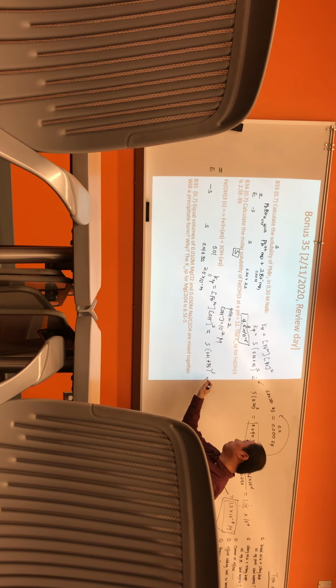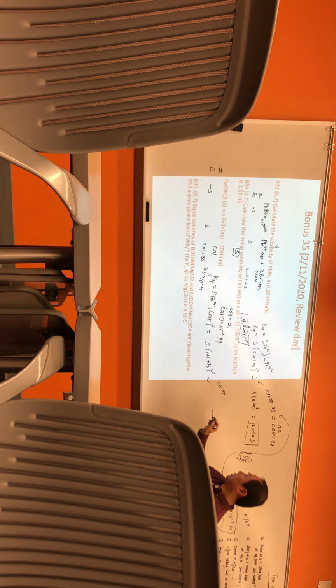Can we assume 3S is negligible compared to 0.01? We always assume that. So that will be S times 0.001 cubed, which means 10 to the minus 6. This is 10 to the minus 6 and S.